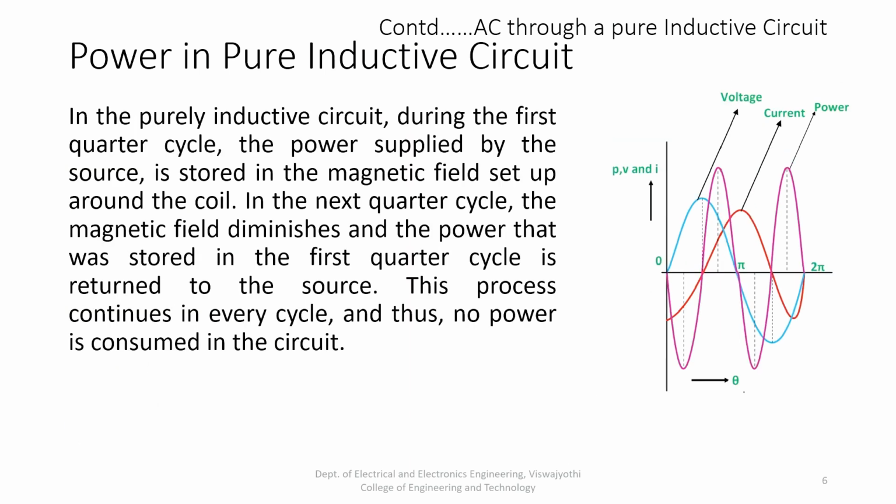This can be concluded that in a purely inductive circuit, during the first quarter cycle, the power supplied by the source is stored in the magnetic field set up around the coil. In the next quarter cycle, the magnetic field diminishes and the power that was stored in the first quarter cycle is returned to the source. This process continues in every cycle and thus no power is consumed in the circuit.